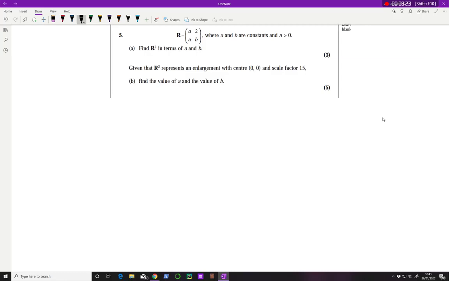They do nothing. Okay. So part A for 3 marks asks us to find R squared in terms of A and B. I think that's quite straightforward. That's just a bit of matrix algebra. So I like to do it this way, where I arrange the matrix like this. So A to A, B. Oh dear.